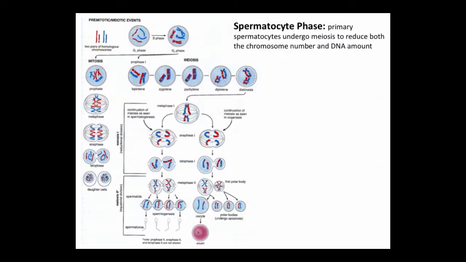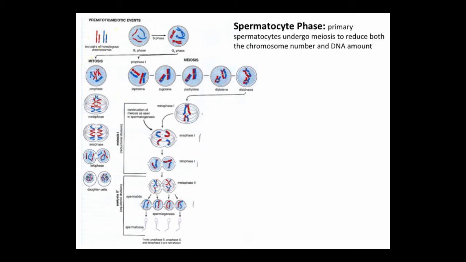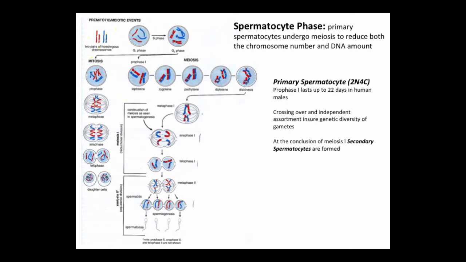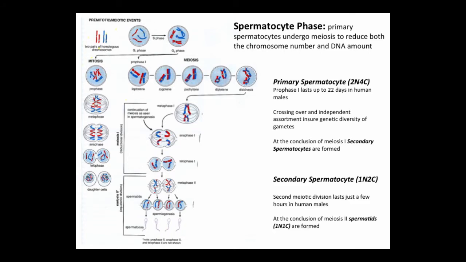The spermatocyte phase is where primary spermatocytes undergo meiosis to reduce both the chromosome number and the DNA content, and this diagram outlines the events of meiosis. Let's just white out the female side because we're going to just talk here about the male reproductive system. Primary spermatocytes are 2n4c. Prophase 1 lasts up to 22 days in human males. Crossing over and independent assortment, of course, ensure genetic diversity of the gametes. At the conclusion of meiosis 1, secondary spermatocytes are formed. The secondary spermatocytes are 1n2c, so remember the first meiotic division is the reduction division.